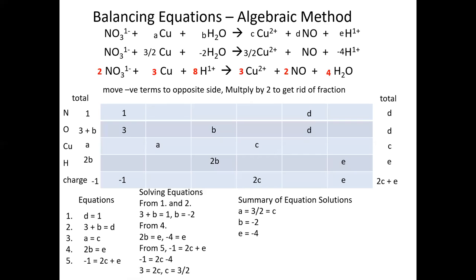And the nice thing about a balanced equation is you know that it's correct. So the last thing I do is check. 3 coppers, 3 coppers. 2 nitrogens, 2 nitrogens. 6 oxygens: 4 times 1 is 4 plus 2, 6 oxygens. 8 hydrogens, 4 times 2, 8 hydrogens, and charge. Minus 2 plus 8 is plus 6. On the right, plus 6, 3 times positive 2. So we know our answer is correct.